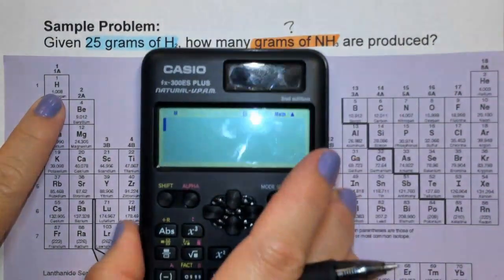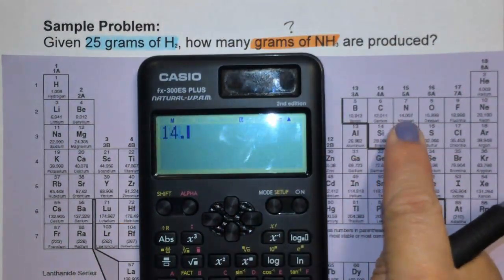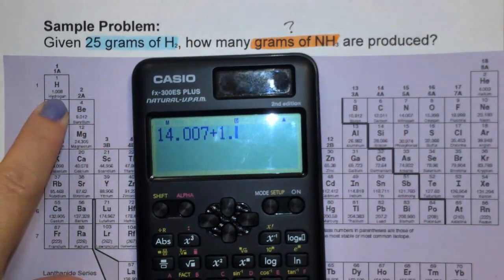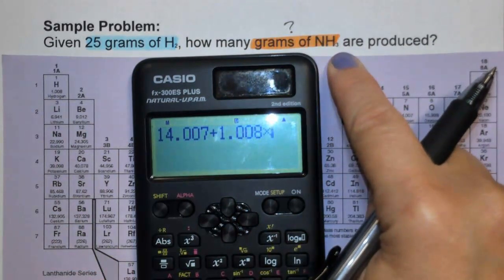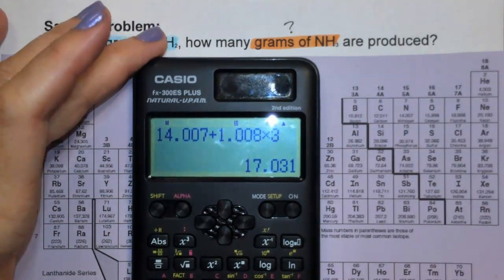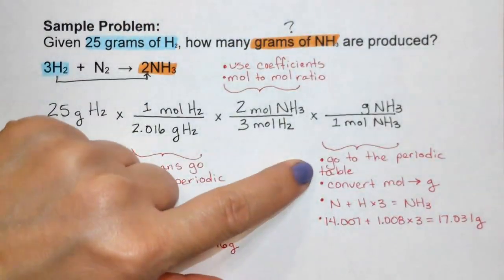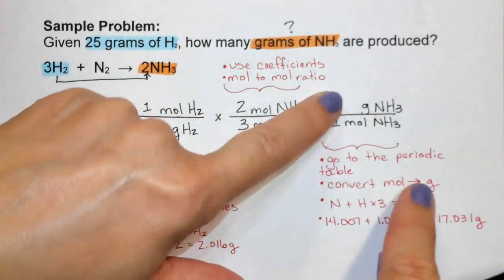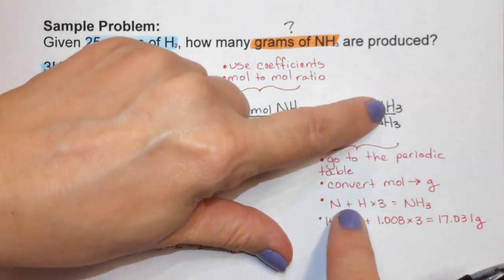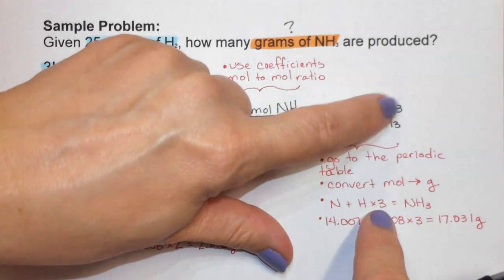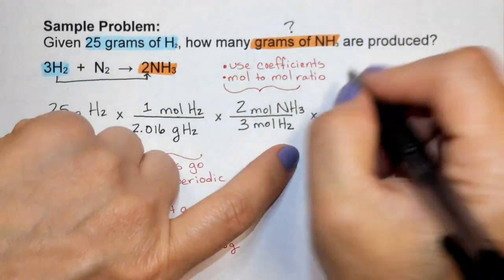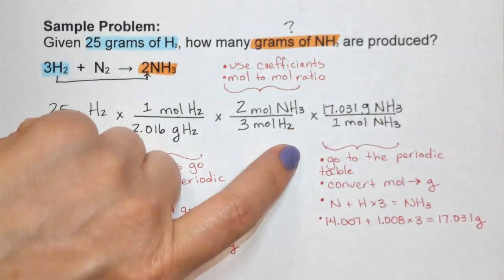So to add up NH3, we're going to type nitrogen 14.007. There's only 1 nitrogen, plus hydrogen 1.008 times 3, because there are 3 hydrogens in the formula, and that gives us 17.031. So we go to the periodic table, we're going to convert moles to grams, and we do that with nitrogen plus hydrogen times 3, because we have that subscript of 3, and that's going to be this mass right here, 17.031, that we added up.